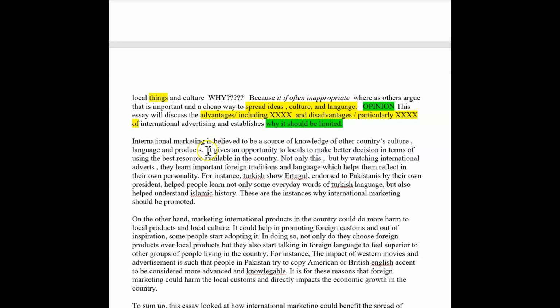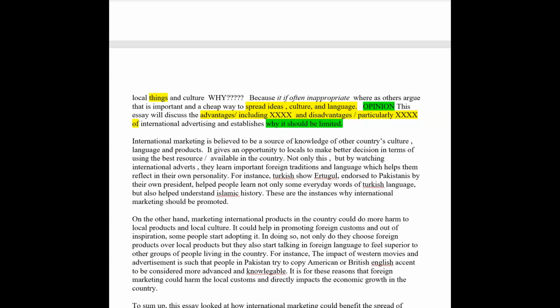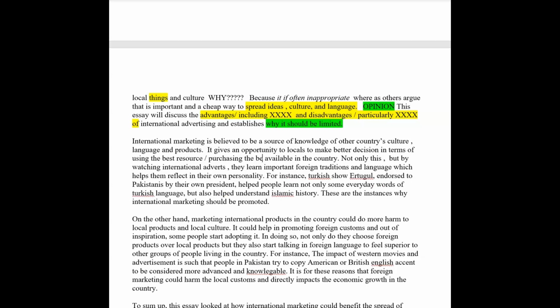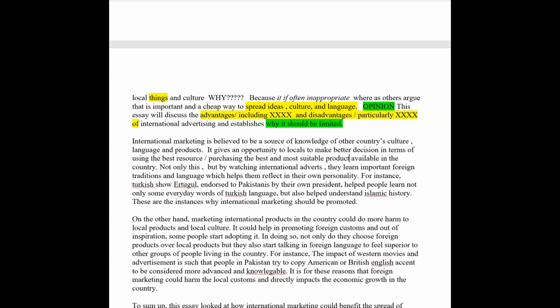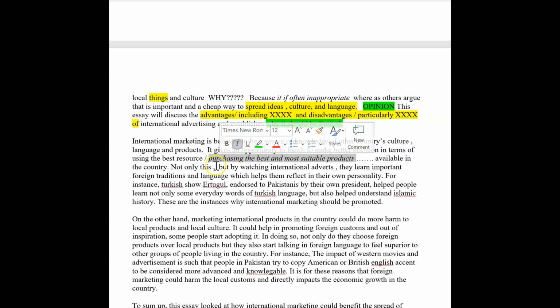This is a little bit vague. I'd like to know what you mean. How do you mean what better resource? Well, I mean, I would say purchasing the best and most suitable products, something like that. To be more specific here, but I really like this sentence here. That is great. Well done.